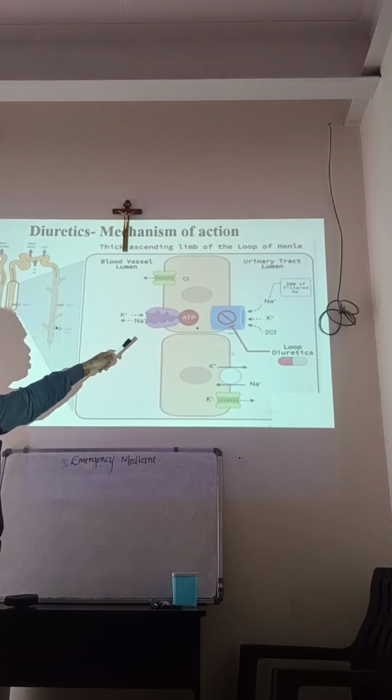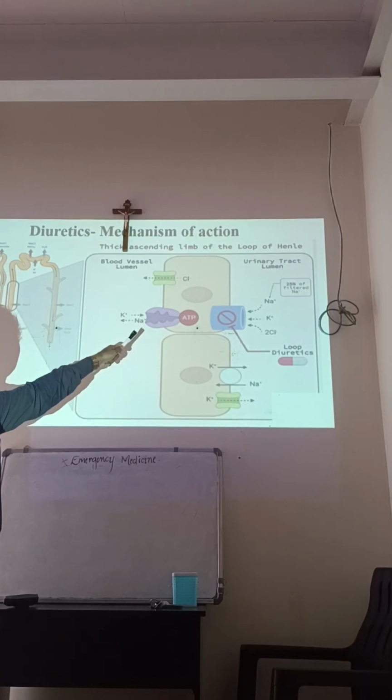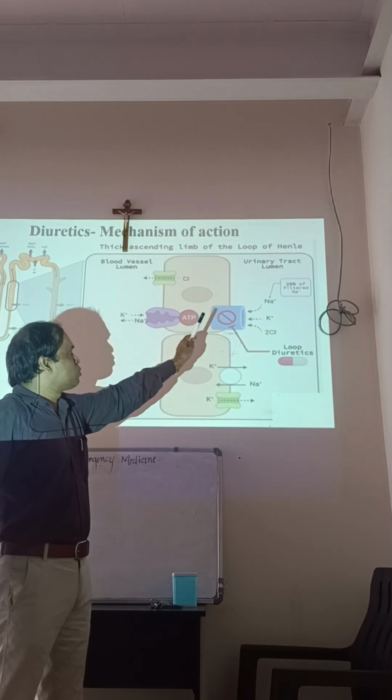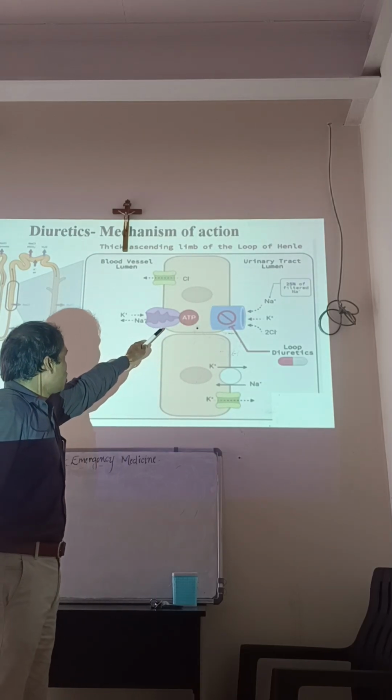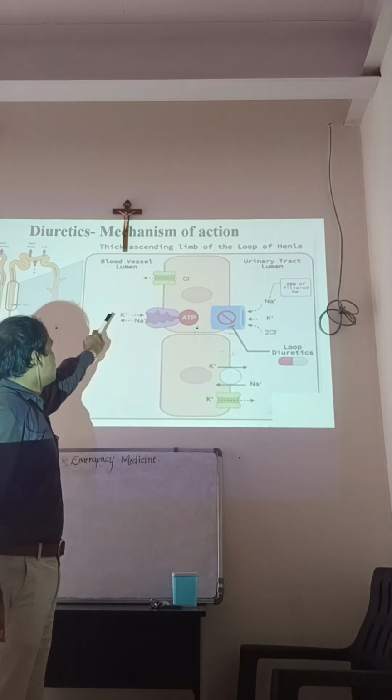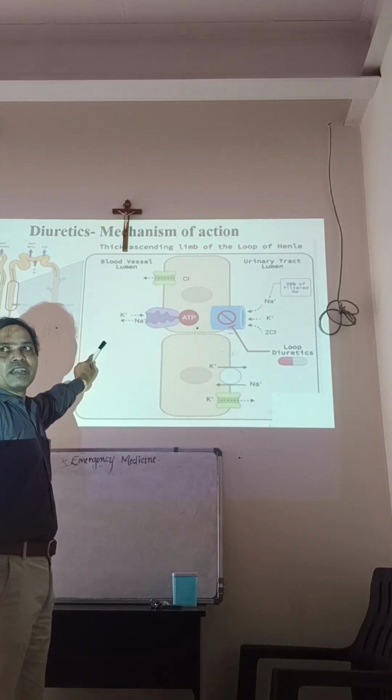Remember this point. I am not showing you this in the diagram, I am just telling you. I repeat again: sodium, potassium and 2 chloride get reabsorbed. Sodium is coming in exchange with potassium, and chloride is coming through another chloride transporter. Sodium chloride already got trapped there. It is in the blood vessel again.